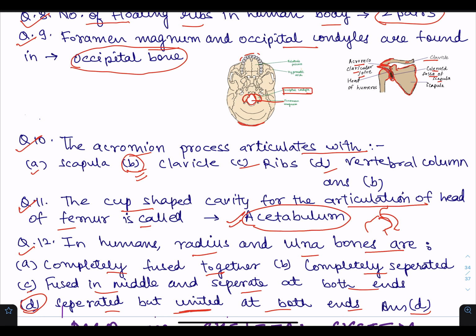As you saw in our diagram in the previous videos, radius and ulna, they are only united at the both ends, and actually they are separated. Only an interosseous membrane lies in between. They are not united in the middle.